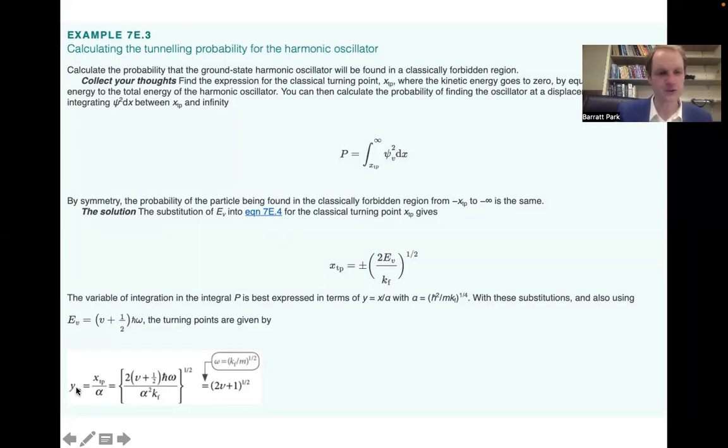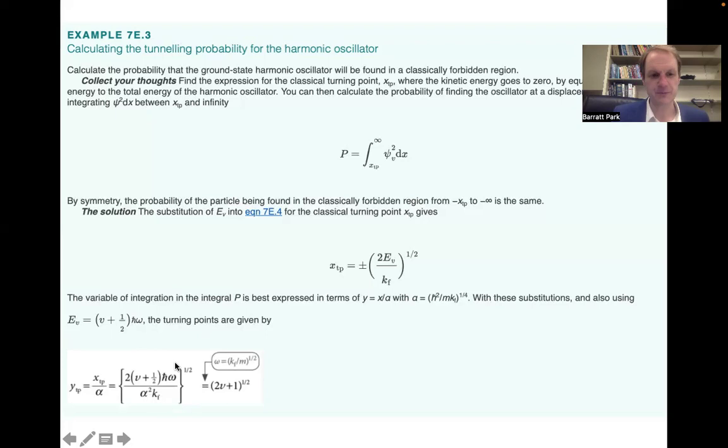Okay, and so the y value at the classical turning point is just the x value at the classical turning point divided by alpha. So if you take this expression here for the x value at the classical turning point, you can substitute in the expression for the energy of a vibrational energy level. Recall that's v plus a half times h bar omega. So we're going to substitute that in for E right here. And then that gets multiplied by 2 divided by k. And then we've converted y to x, so we have to divide by alpha. When you put alpha inside the square root, you have to take alpha squared.